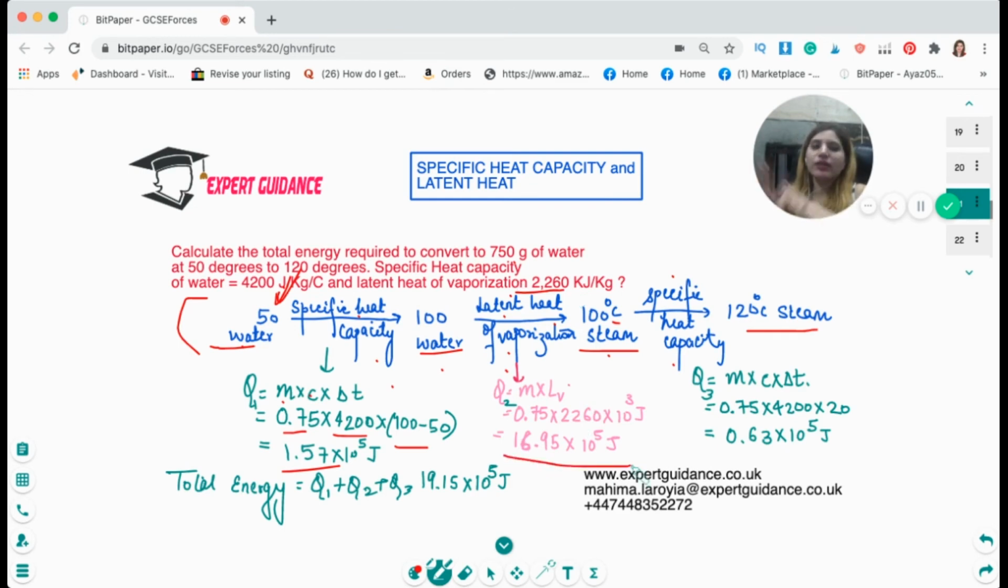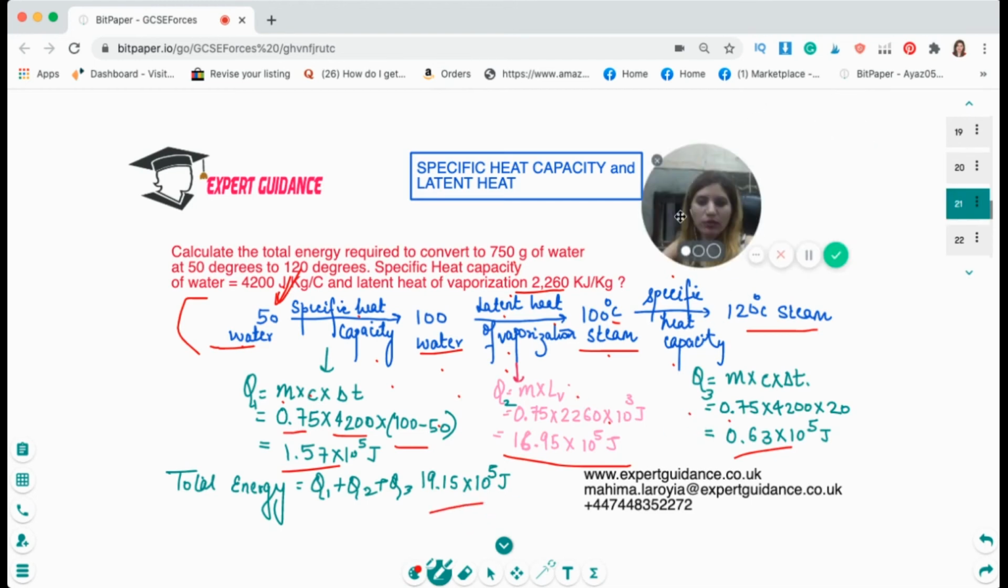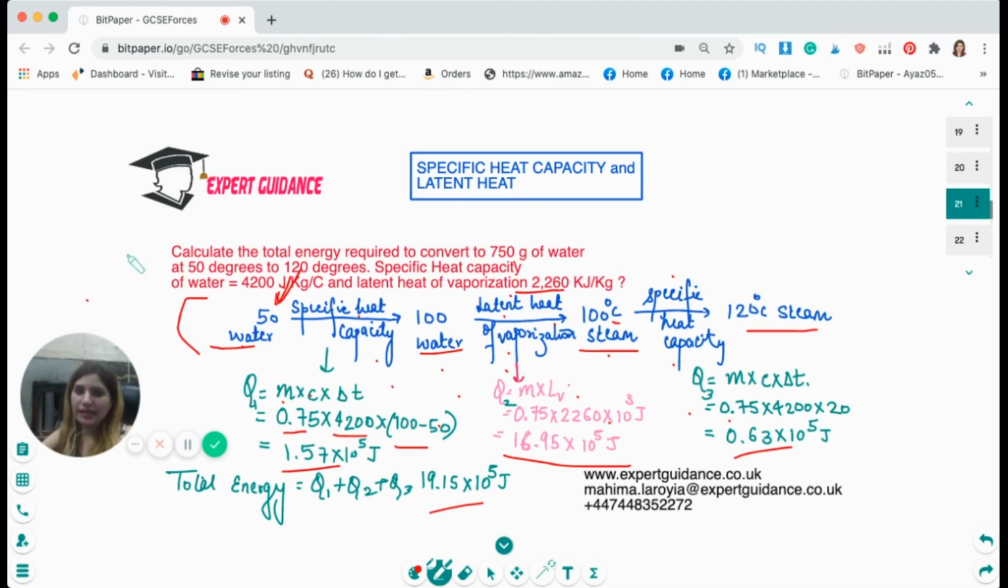And in the last step, we'll convert 100 degree steam to 120 degree steam, for which we'll use mcΔT, where mass is 0.75, specific heat capacity is 4200, times 20, which is 0.63 times 10 to the power 5. Now we'll add all three energies, Q1, Q2, Q3, and that gives me 19.15 times 10 to the power 5 joules as an answer. Now this is very important, it's a long mark question. Make sure you understand this process, what all energies we'll be using and what all changes will be happening to convert 50 degree water to 120 degree steam.